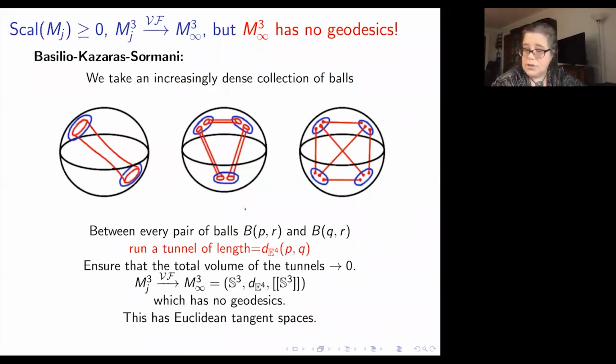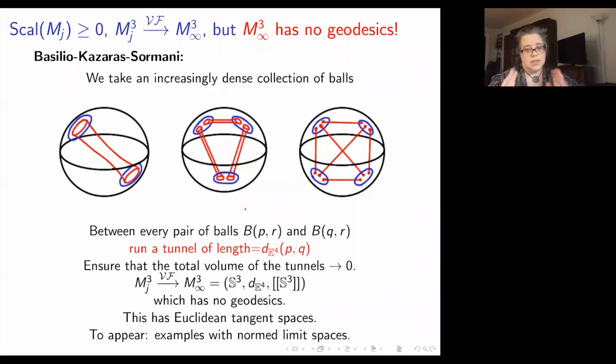This one actually has Euclidean tangent spaces, so that's kind of nice. And to appear in the future will be examples where we can construct sequences with normed limit spaces that have scalar curvature greater than or equal to 0, constructed with lots of tunnels. So far, the examples with norm limit spaces that Stefan Wenger and I constructed do not have non-negative scalar curvature. So what's to appear is three-dimensional manifolds with non-negative scalar curvature, converging to norm limit spaces. I don't want to describe that construction yet because it's not published, so we'll save that one.